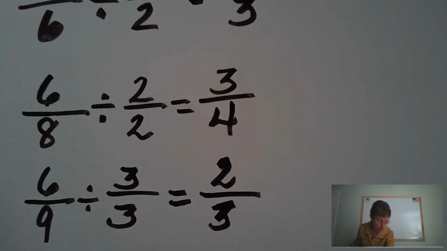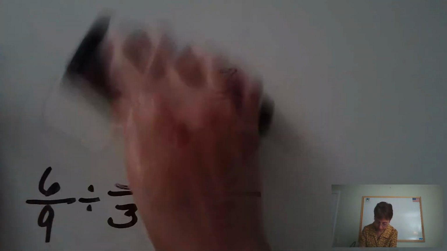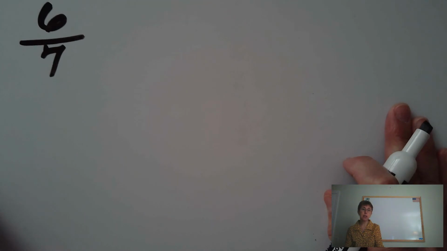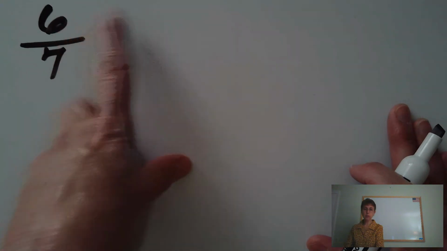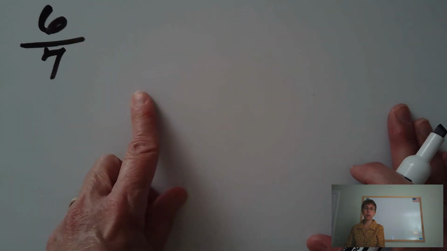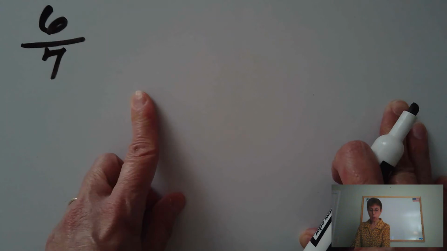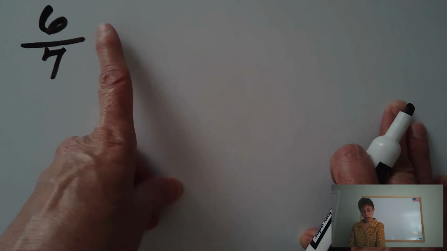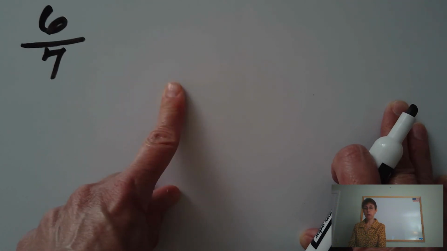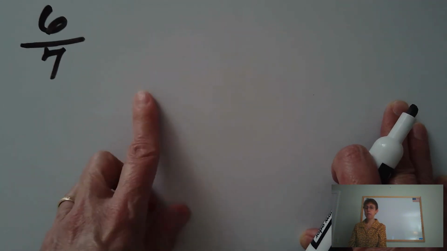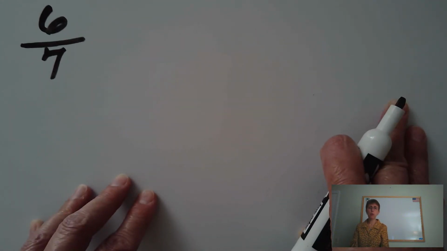Let's do 6/7. I want to reduce 6/7. All right, well, let's try 2/2. I could do 6 divided by 2. I can't do 7 divided by 2. That doesn't work. What about 3/3? I can say 6 divided by 3. I can't do 7 divided by 3. 4/4, I can't divide either 6 or 7 by 4, so that's not going to work.